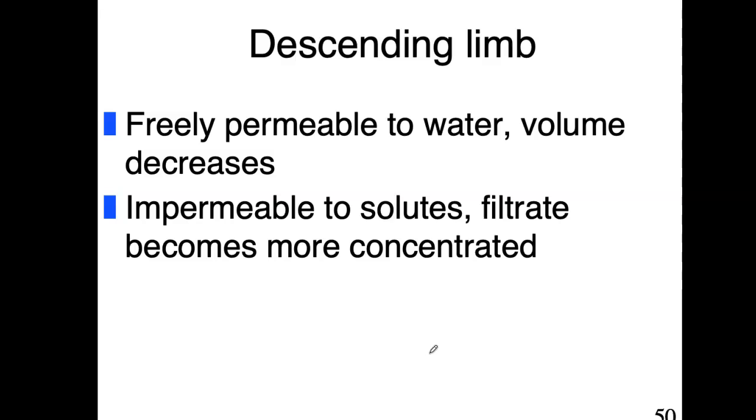So the descending limb is impermeable to solutes. The descending limb is not pumping out salt. Okay? All it's doing is losing water. So if it loses water, tell me if this makes sense, it's becoming more concentrated. It's becoming saltier because it can't lose the salt, but it does lose the water. So it's becoming more concentrated.